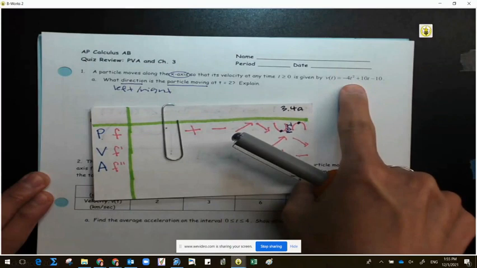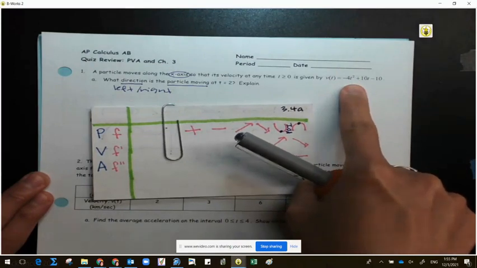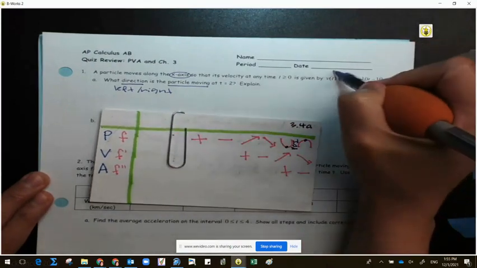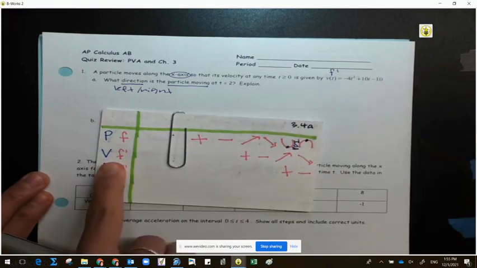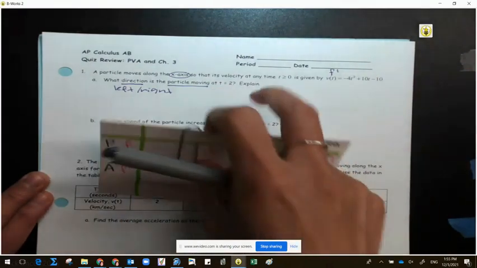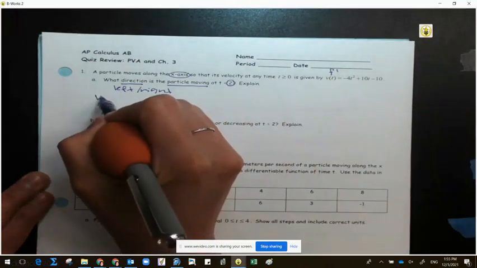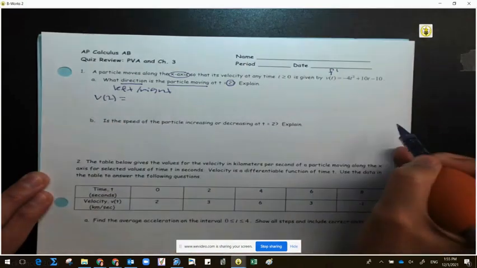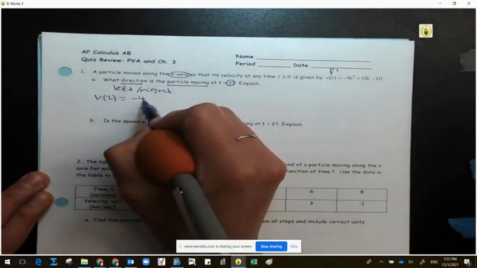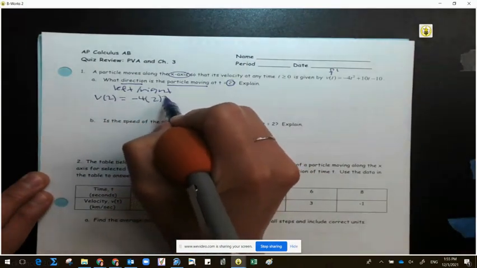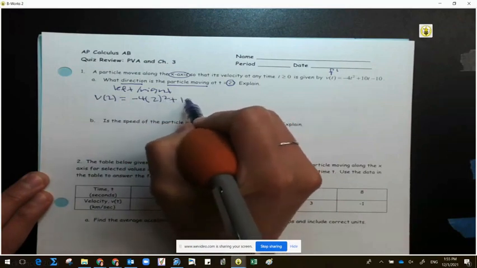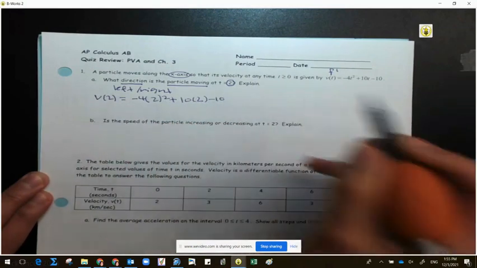Isn't that the velocity function? It's not the particle. So if you want to be consistent, write f prime just like on the card, go for it. You don't have to. So let's plug in t equals 2 into our velocity function. V of 2 is equal to negative 4 times the 2 squared plus 10 times 2 minus 10.